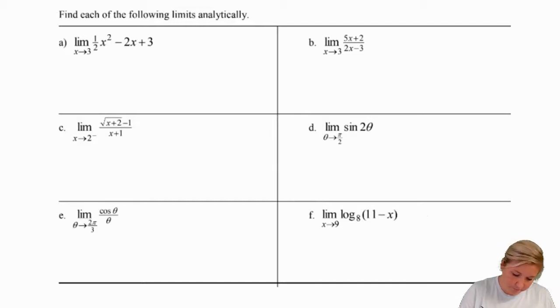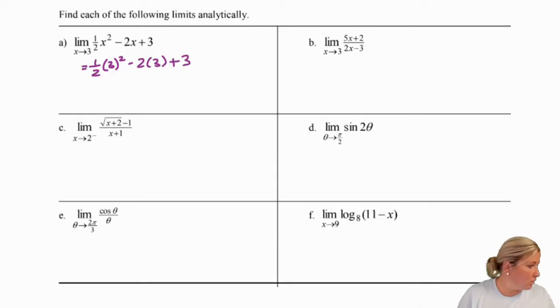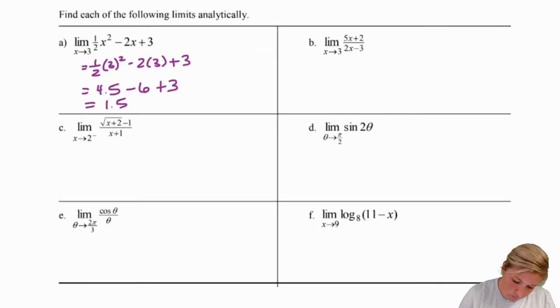All right, we have the limit as x approaches 3. What I'm going to do is replace x with 3. So I have 1/2 times 3 squared minus 2 times 3, and then plus 3. This becomes 4.5 minus 6 plus 3, which is 1.5 or 3/2. Either one. Obviously, we talked about this, but you don't have to simplify on a free response question. But if it's multiple choice on the AP test, you do have to simplify. So you would want to write either one of those.